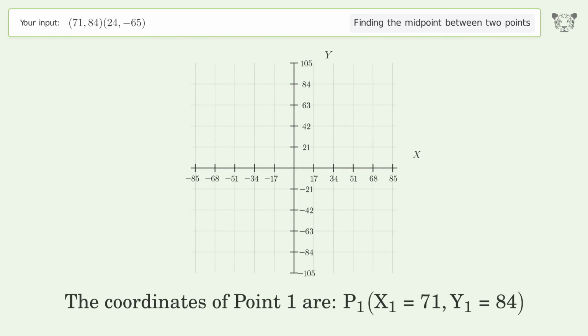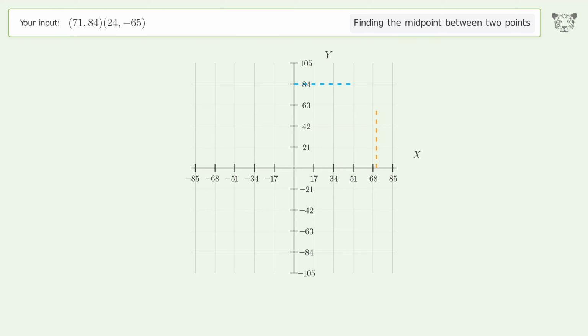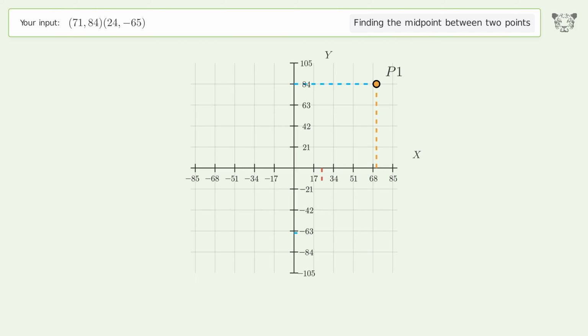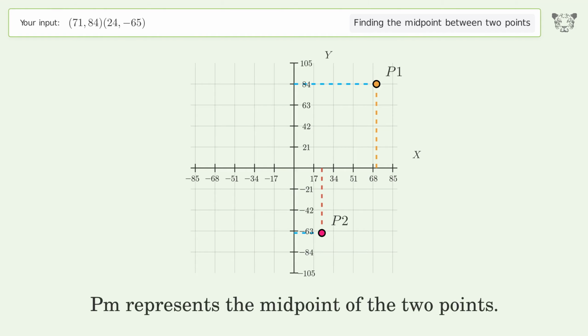The coordinates of point 1 are, x1 equals 71, y1 equals 84. The coordinates of point 2 are, x2 equals 24, y2 equals -65. PM represents the midpoint of the 2 points.